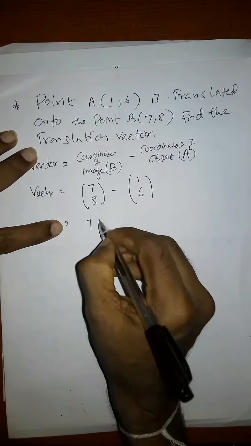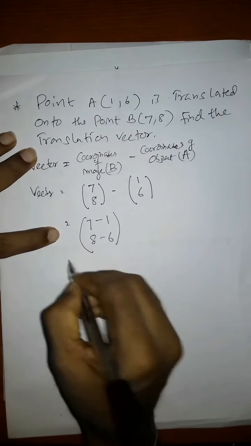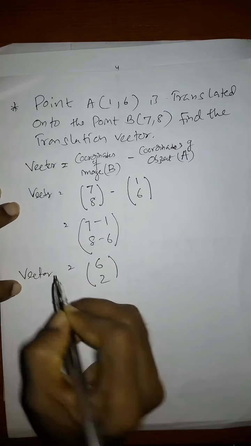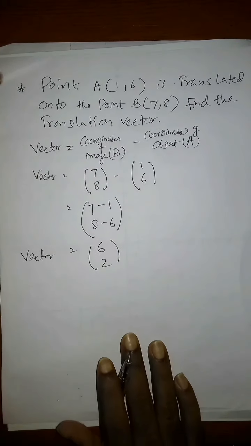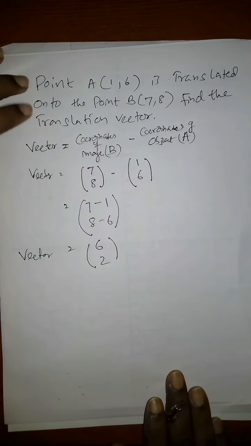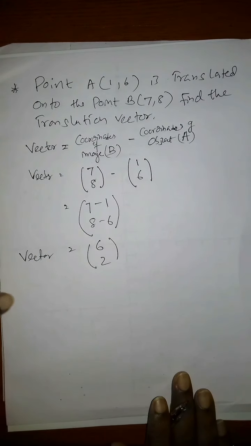You deduct these coordinates, 7 minus 1, 8 minus 6, like this. Then how much will it be? 7 minus 1 is 6, 8 minus 6 is 2. This is the vector. This is how you find the vector when a question is given without any diagrams or coordinate planes, worded in a way like this.